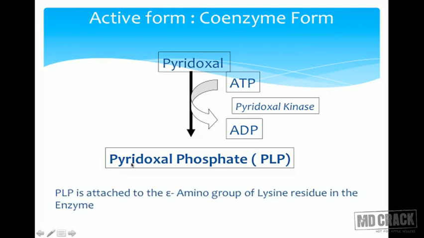PLP, where is it attached? It is attached to the epsilon amino group of the lysine residues in the enzyme, just like biotin is attached to the epsilon amino group of lysine residues. Lysine residues form a very important residue where all these different coenzymes can attach. So with these enzymes, PLP is also attached to the epsilon amino group.